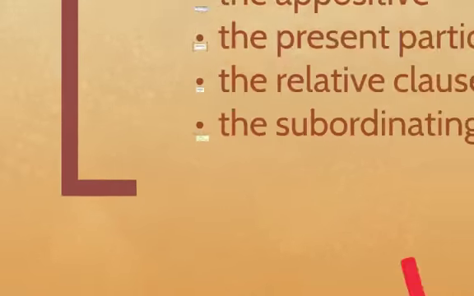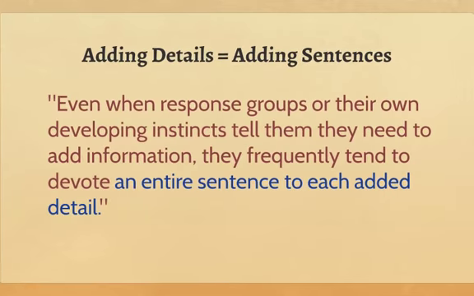So all 4 of these serve the purpose of adding details without adding sentences. Williams found that even when peer review or the students themselves realized, I need to add something, I need more details, they added an entire sentence to get those details in there rather than folding the additional details into the sentences they already had. Appositives, present participial phrases, relative clauses, subordinate clauses, all of these add details to a sentence that's already there.